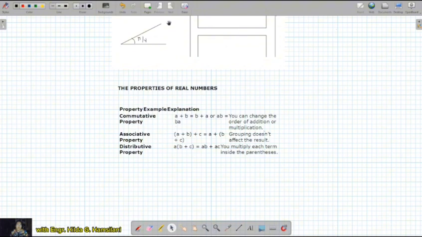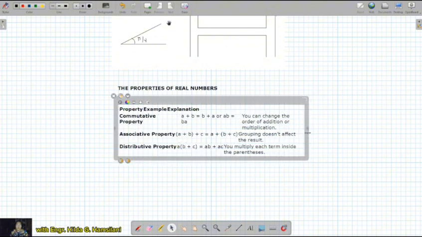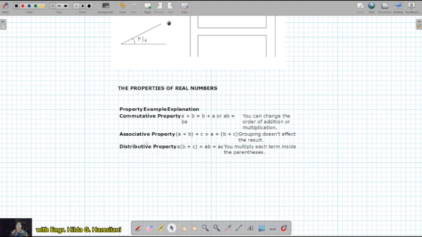Let's say, for example, in the commutative property, a + b is equal to b + a, or ab is equal to ba. In the associative property, the quantity (a + b) + c is also equivalent to a + (b + c). So the grouping doesn't affect the result. This is the associative property of real numbers. In the commutative property, you can change the order of addition or multiplication. In the distributive property, a times the quantity (b + c) is equal to ab + ac. So you multiply each term inside the parentheses.